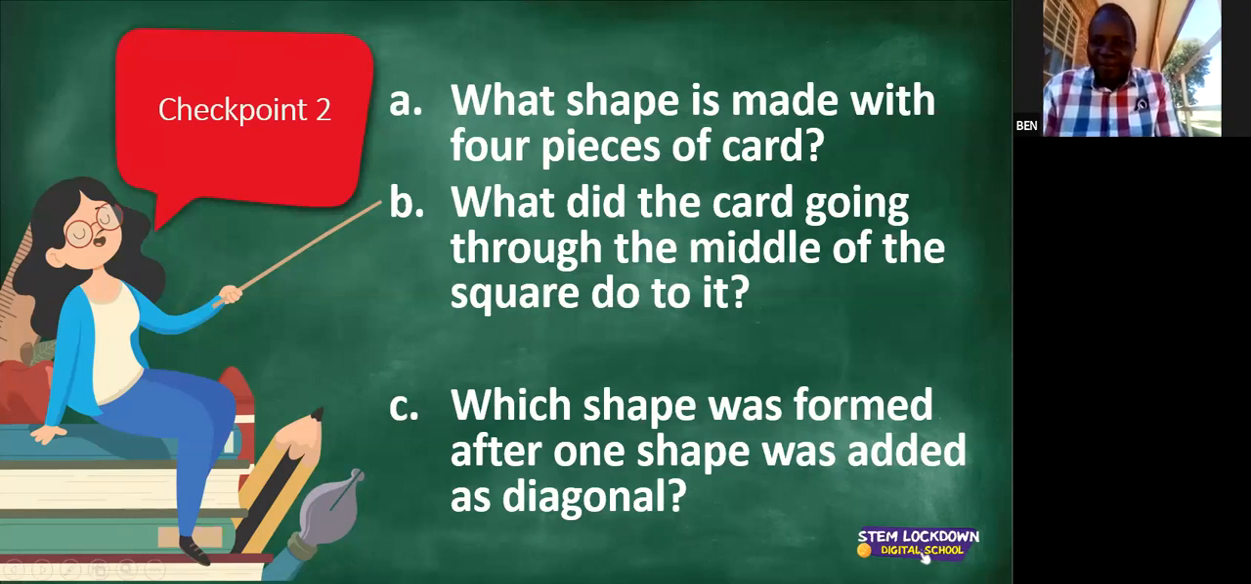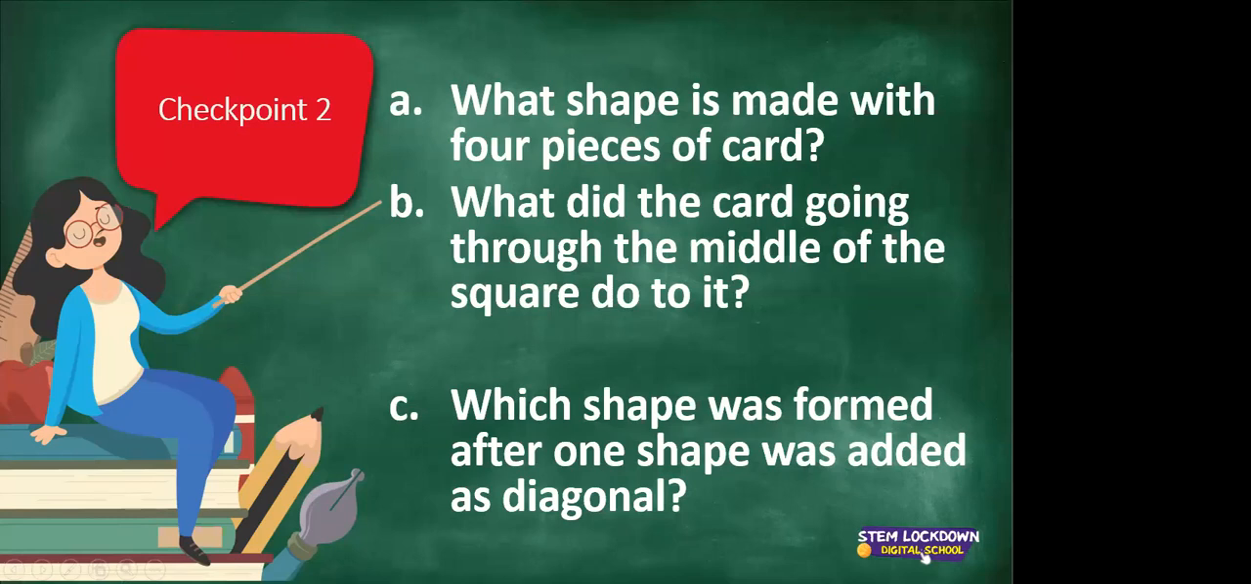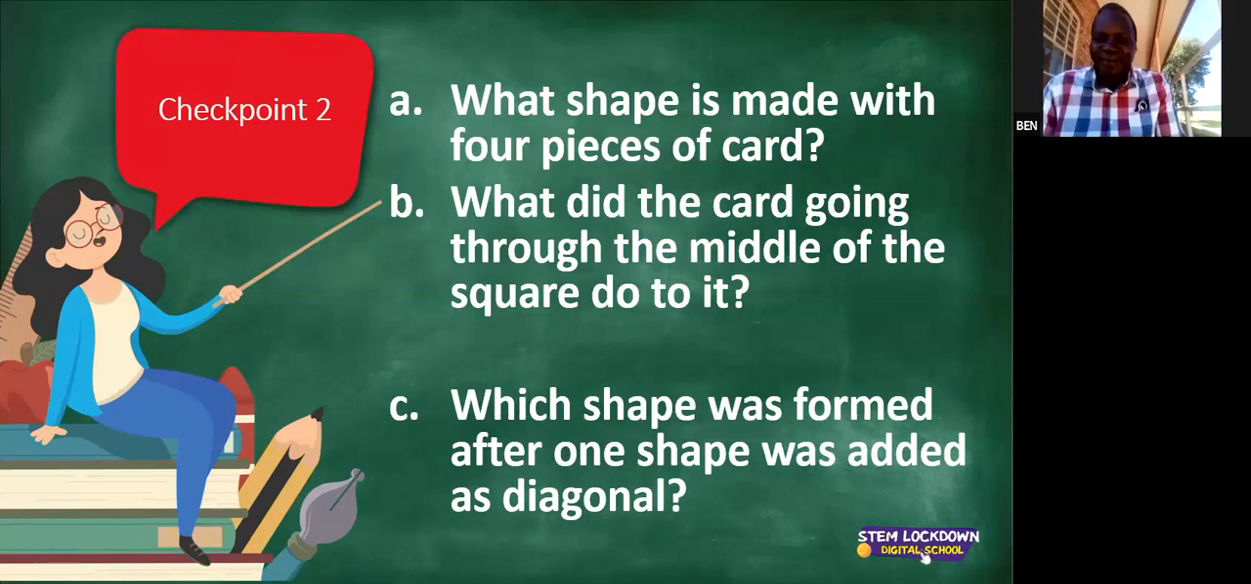Usane, what did the 4-piece cut make? Yes, it made a square. The 4-piece cut made a square.